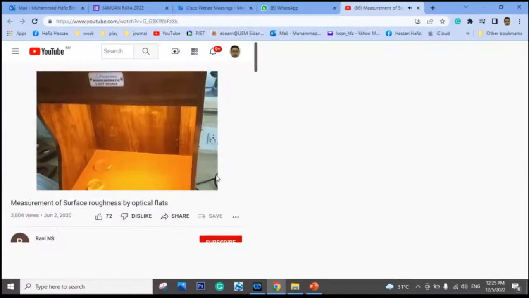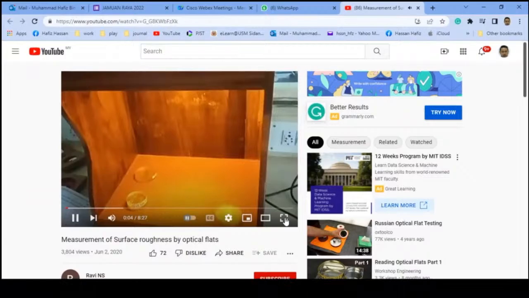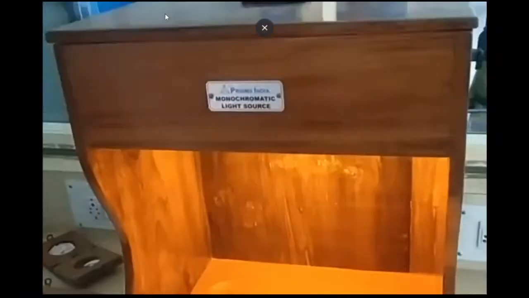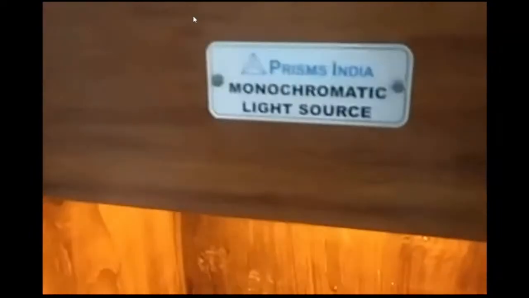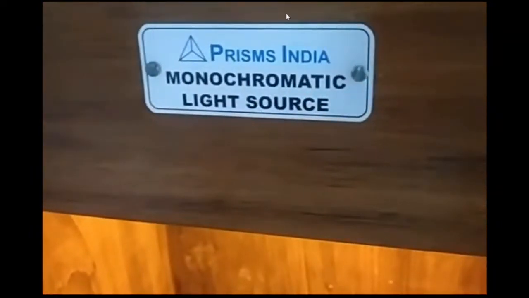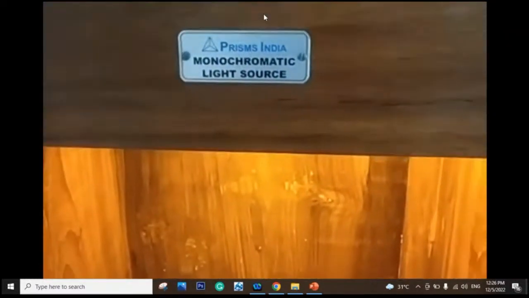Measuring the surface roughness or surface flatness by using a monochromatic light source. This is one of the very precise methods where we get the flatness error in terms of the light source, that is a monochromatic light source. Here we are using optical flats, reading the light bands through the optical flats using monochromatic light. So that is the source we are using here.